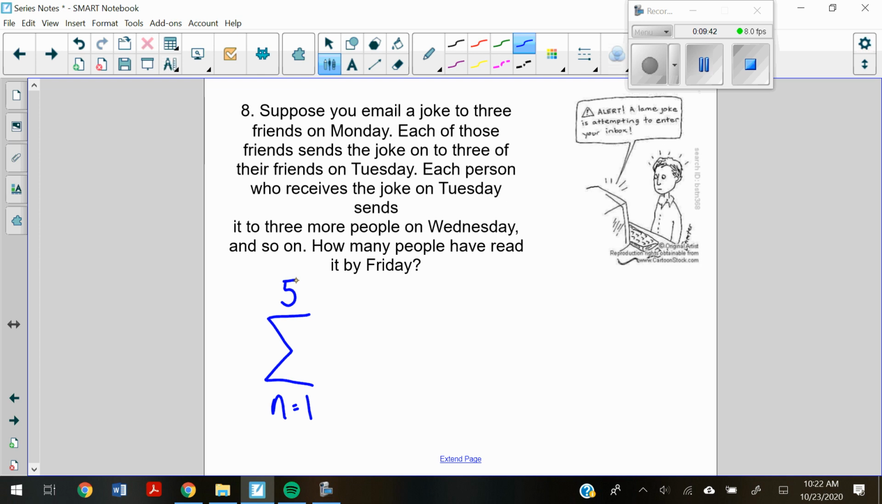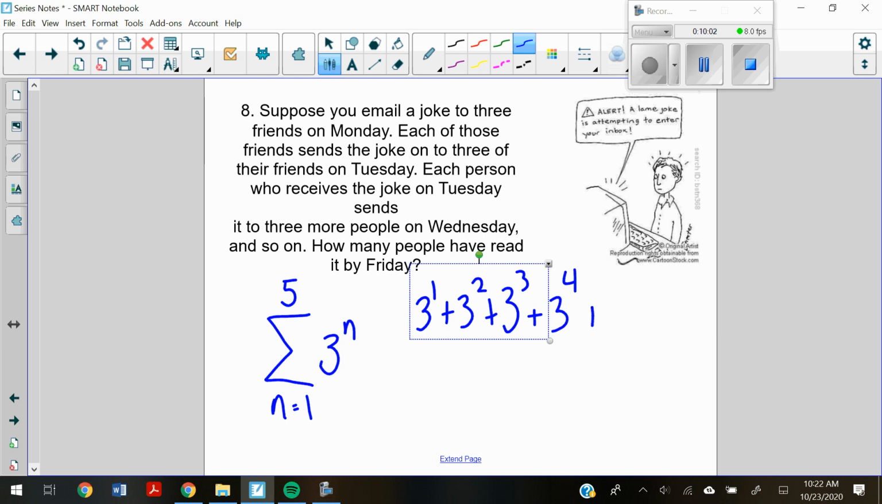Okay, so if each person sends it to 3, this is going to be an exponential function. And so with this one, you could find the first term, find the last term, or you can go ahead and plug in 3 to the 1, plus 3 squared, plus 3 cubed, and so on. So really this one is not too bad. It's pretty short to plug it in that way.